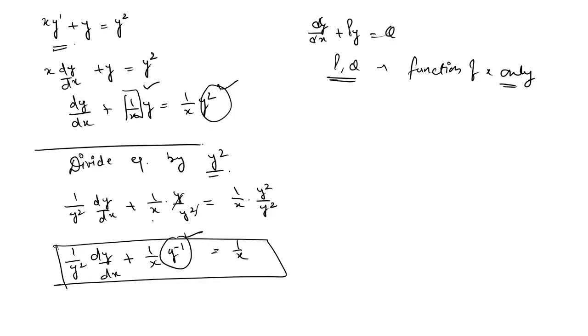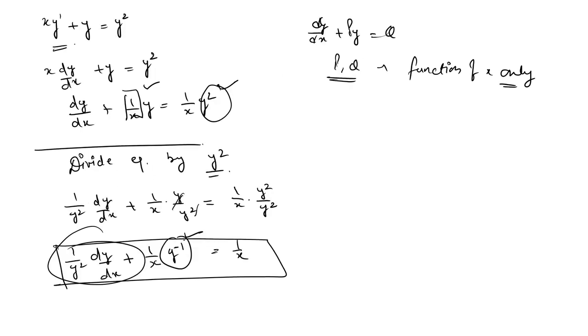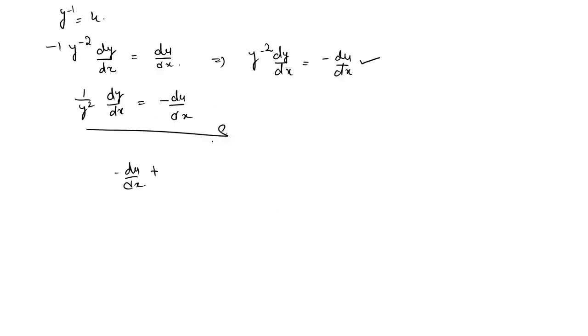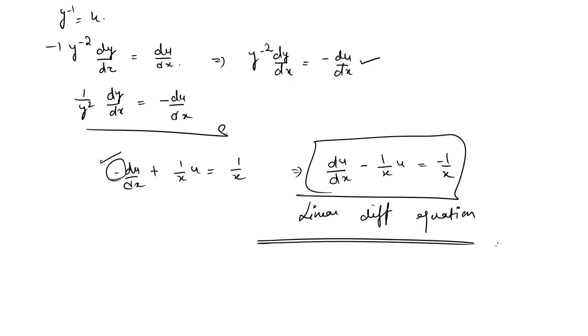So if we see here, this term is minus du by dx, plus this term is our u, and the right side is 1 by x as it is. We can multiply by minus, so it is du by dx minus 1 by x into u equals minus 1 by x. Now this is a linear differential equation. We can easily solve this differential equation.